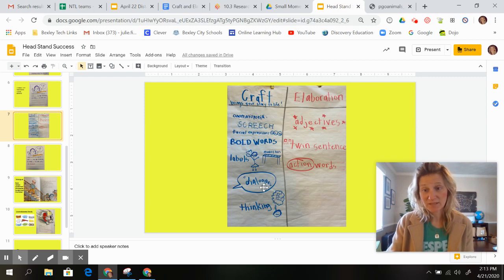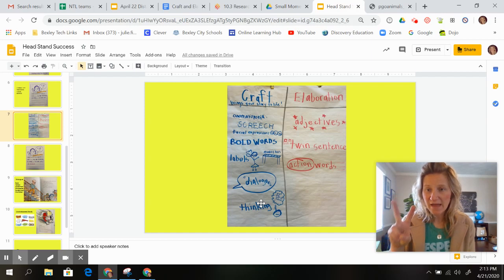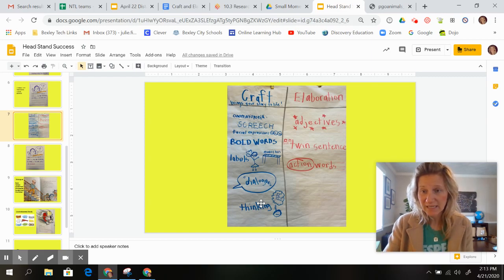You've got lots of options. I'm going to ask that you have at least 2 things from every side, 2 things from each side. So 2 from the craft side and 2 from the elaboration side. Elaboration means that you're adding details to describe what's going on. So adjectives can be details. Twin sentences that we learned about when we were writing our information book can be elaboration. Twin sentences just mean 2 sentences about the same topic.